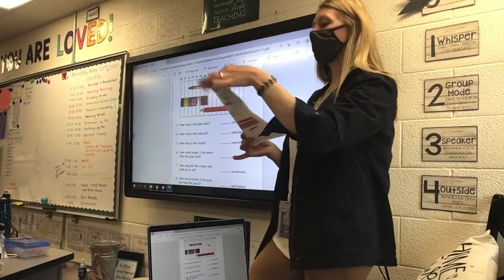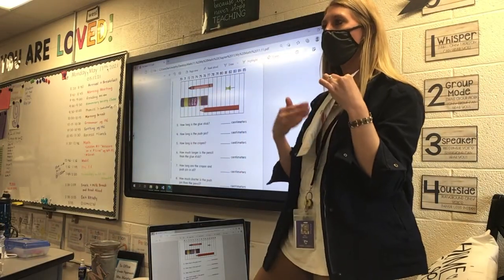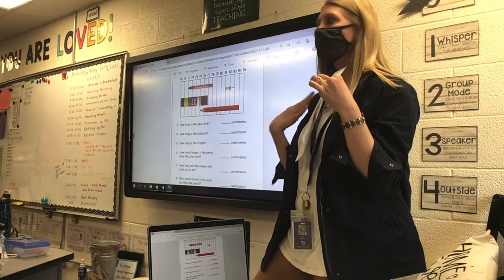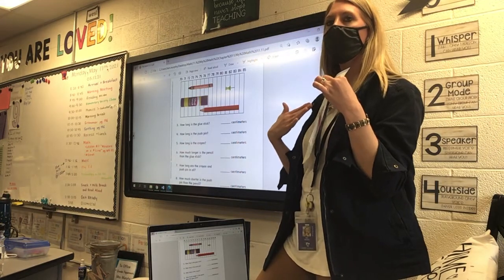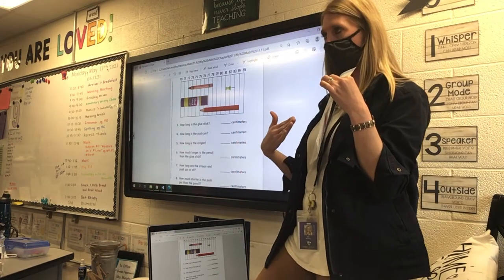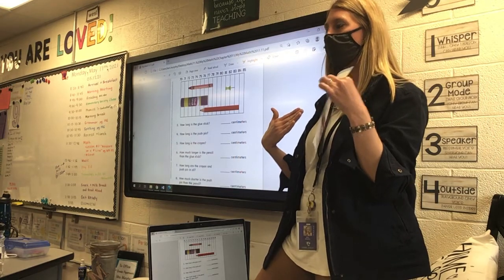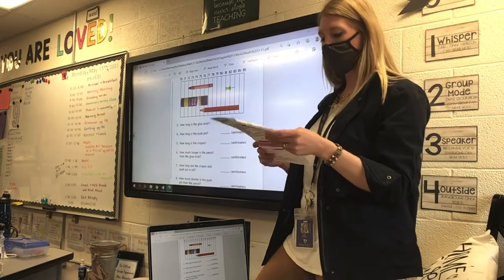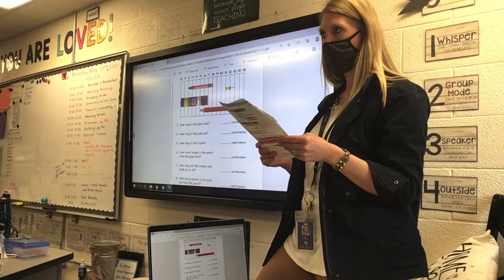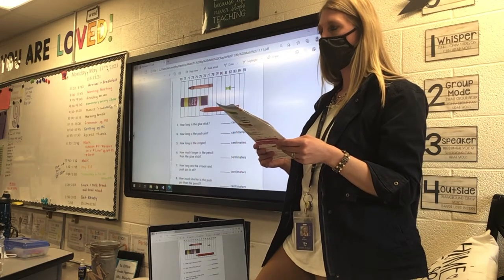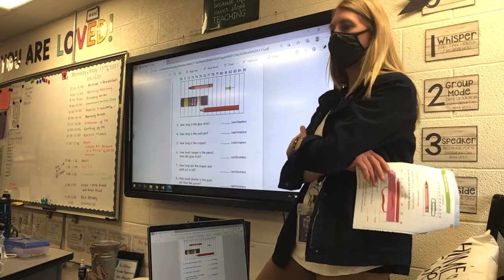So, looking at your top, we have our number line. What is our label going to be, Ingrid? Centimeters. So we're going to be measuring in centimeters. Okay? So, Brooklyn, read number 3. What does it say? Okay, how long is the glue stick?